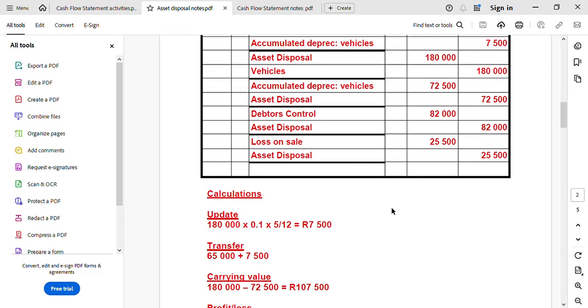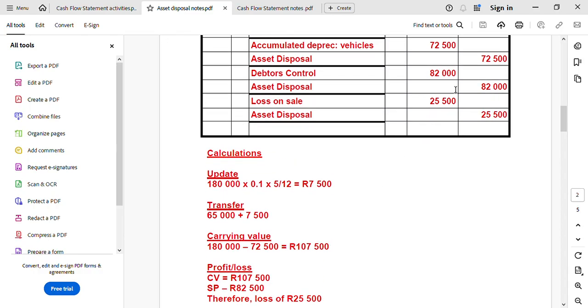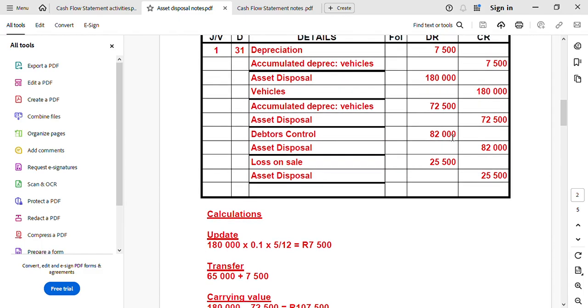The last thing you need to do is calculate profit or loss. And as I said, the first thing you do is calculate the worth of the asset, the carrying value, by subtracting accumulated depreciation from what it cost you. So this asset here, this vehicle, is worth 107,500. You only sold it for 82,500, so therefore you make a loss on sale. Loss on sale is an expense, so you're going to debit that, and you're going to credit asset disposal. So that's the general journal done.